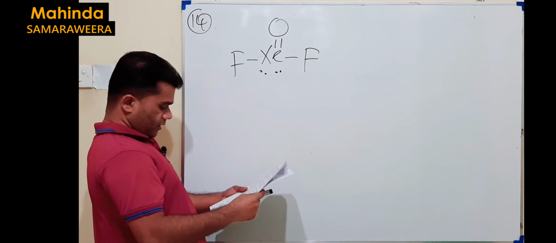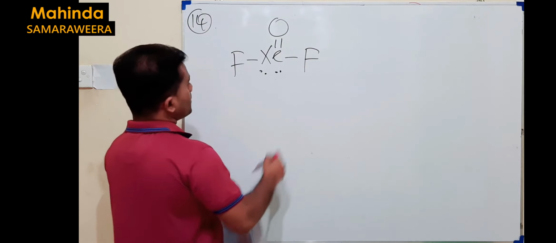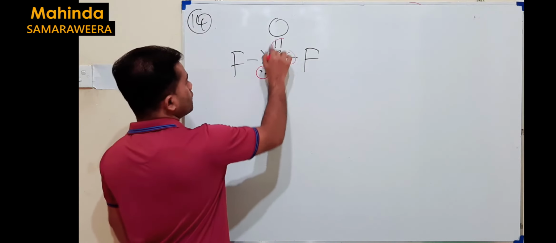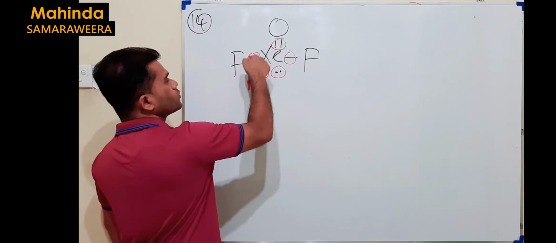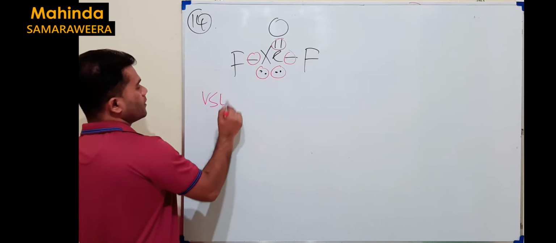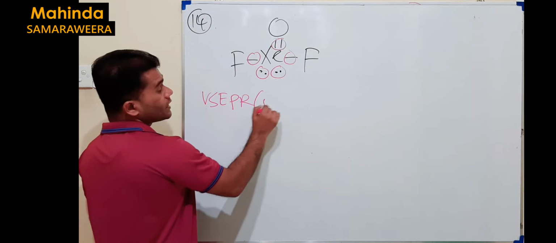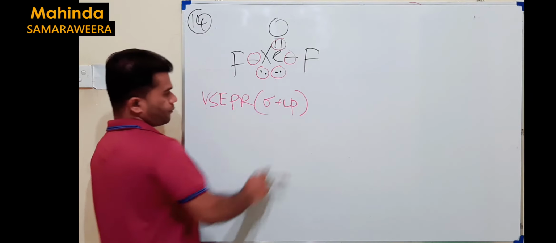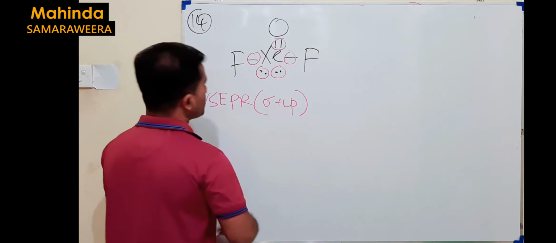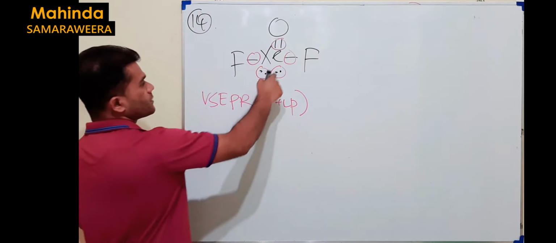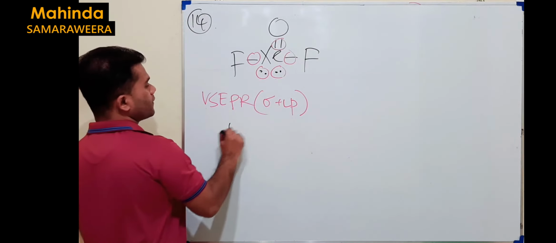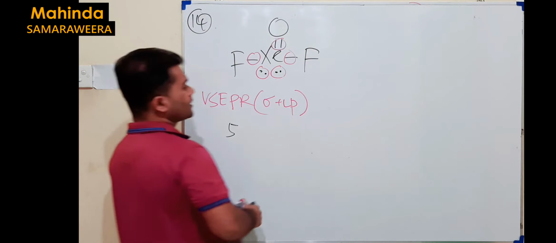The first question is to get the electron pair geometry. Yes, electron pair geometry can be predicted according to VSEPR. How many? 1, 2, 3, 4, 5. VSEPR means simply sigma plus lone pair. We ignore the pi bonds here. In this particular case, 1, 2, 3, 4, 5. Then you can predict the geometry.